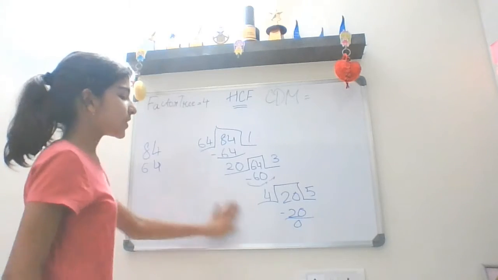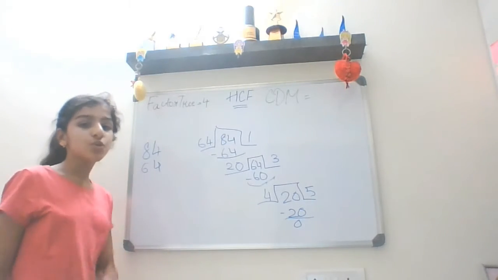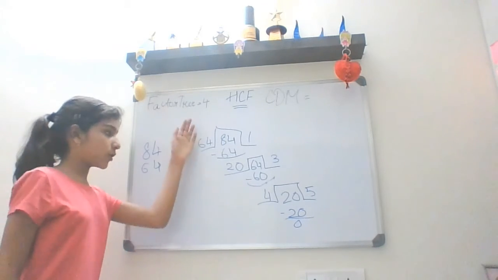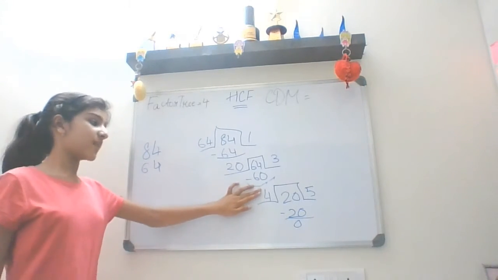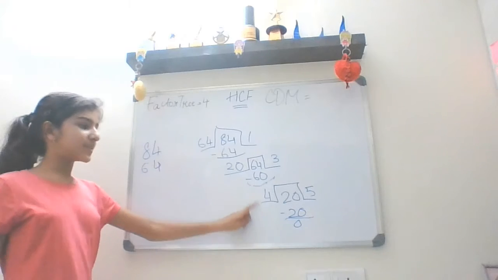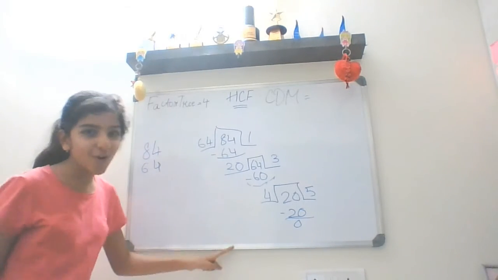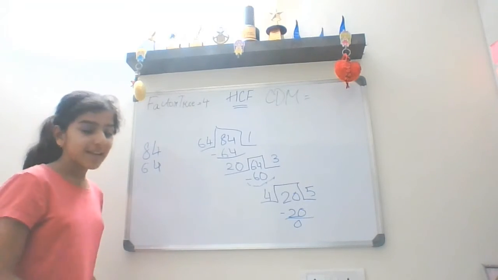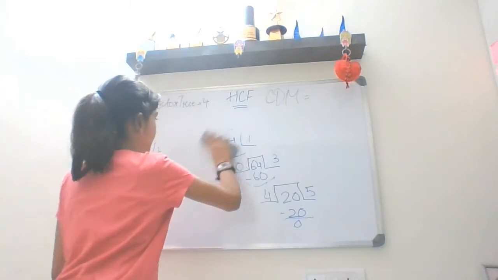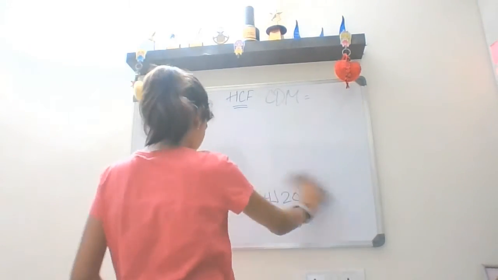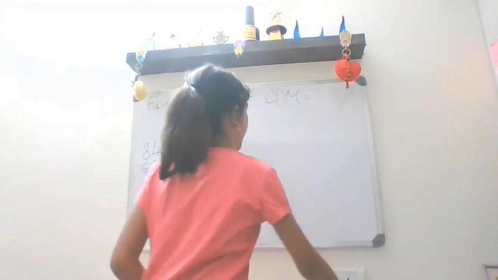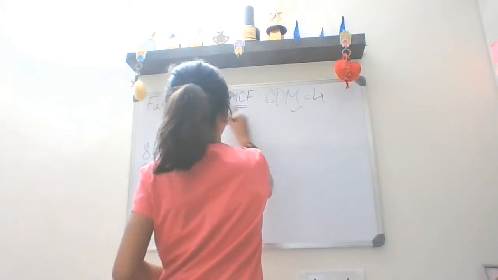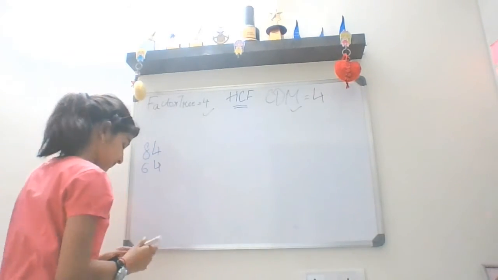So as soon as your remainder reaches 0, you stop there. And the last divisor of your whole thing, the last divisor is your answer. So which is the last divisor here? 4. So as you can see, we even got the right answer here. Let's try for a few more numbers. Okay? So with this also, we got 4. So it works. Both are correct.